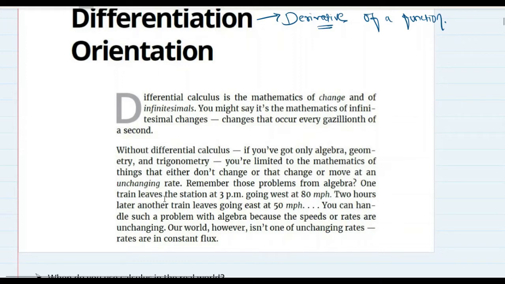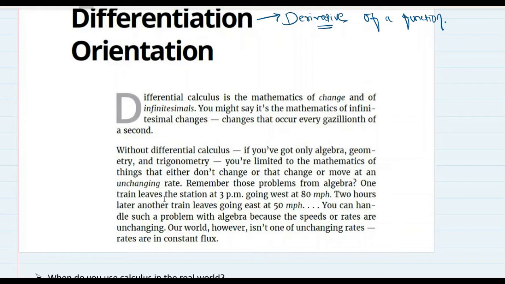Without differential calculus, you have just got algebra, geometry, trigonometry, and you're limited to the mathematics of things that either don't change or that change or move at an unchanging rate, or at a constant rate. Okay, so that's not how things are in reality. In real life, you see things which are changing constantly, constantly evolving. So if things are constantly changing and not at a constant rate, you can say at a variable rate, then your normal algebra, geometry, trigonometry will not be of much use.